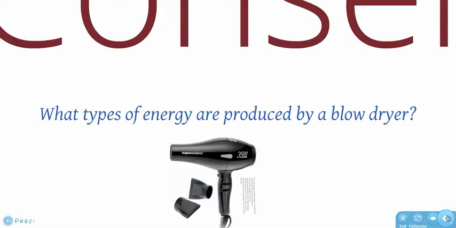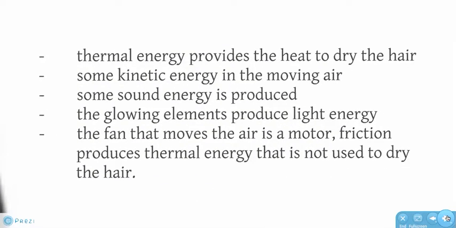So we all know right now that electrical energy is going to be what's going in. Our lovely blow dryer is going to be our converter. Now let's look at what types of energy are produced, or what our output energies are. So we have thermal energy. It provides the heat to dry the hair. There's going to be some kinetic energy in the moving air. Some sound energy is produced. We all know that lovely whirring noise. The glowing elements produce light energy, and the fan that moves the air is a motor. So friction within the motor is going to produce thermal energy that's not used to blow dry the hair. So these are the 5 different types of energy that are going to be produced from there.